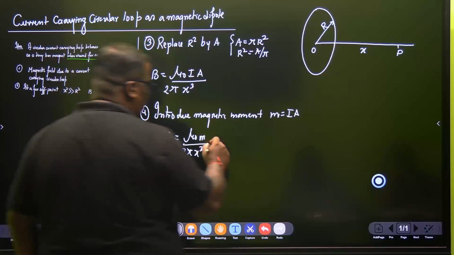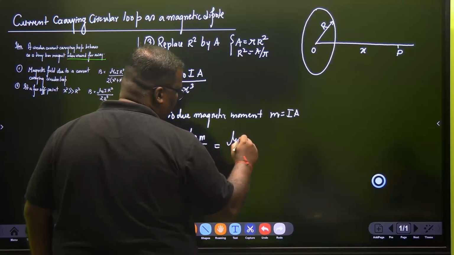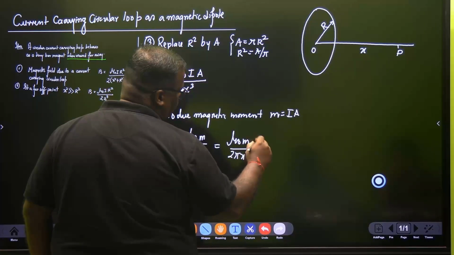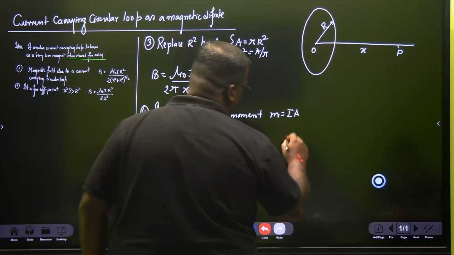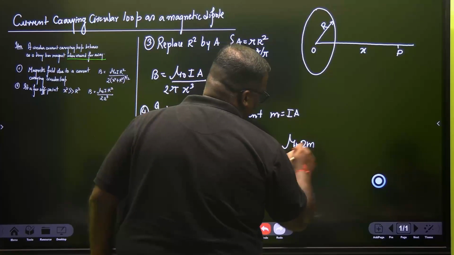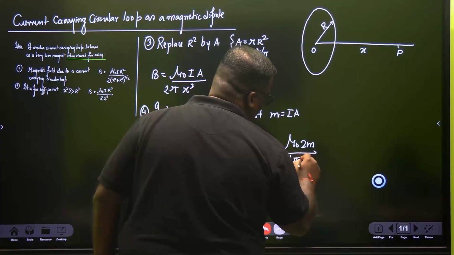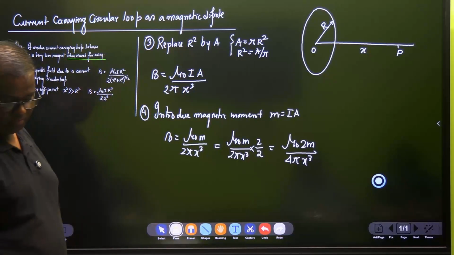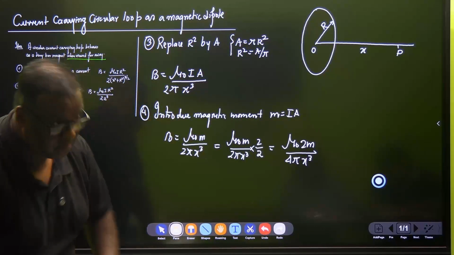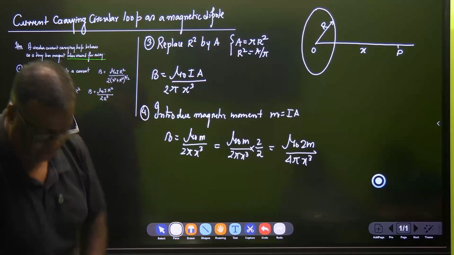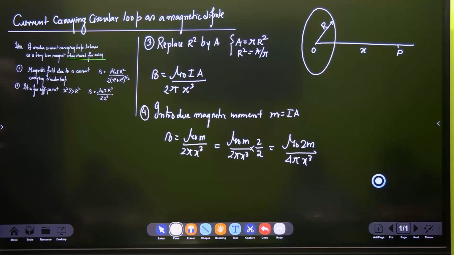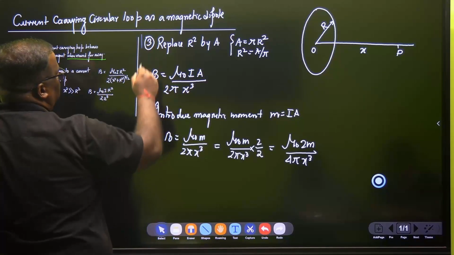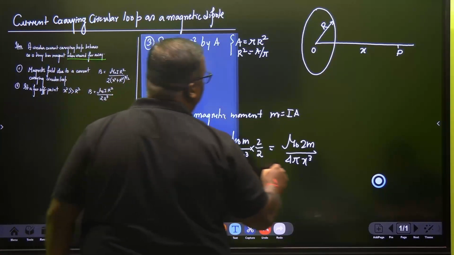After this, we deliberately multiply the numerator and denominator by 2. So it becomes mu naught 2M divided by 4 pi x cube. Done with this much, children? We are done actually. Now we have some comparative statements which we will write.